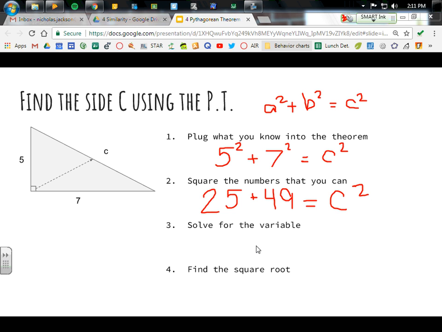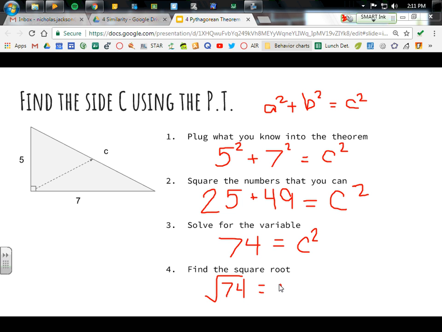Our third step is going to be to solve for the variable. In this case, what we can do first is combine 25 and 49, and when we do that, we get 74. So 74 equals c squared. The issue with that is that we don't want to know what c squared is. We want to know what c is. So we are going to have to do step 4, which is to find the square root of 74 to find out what c is.